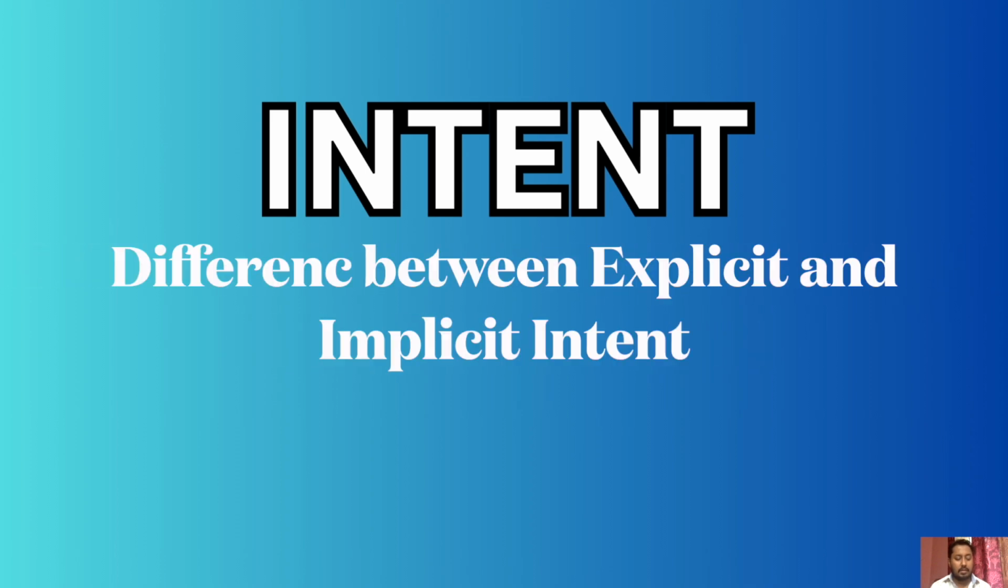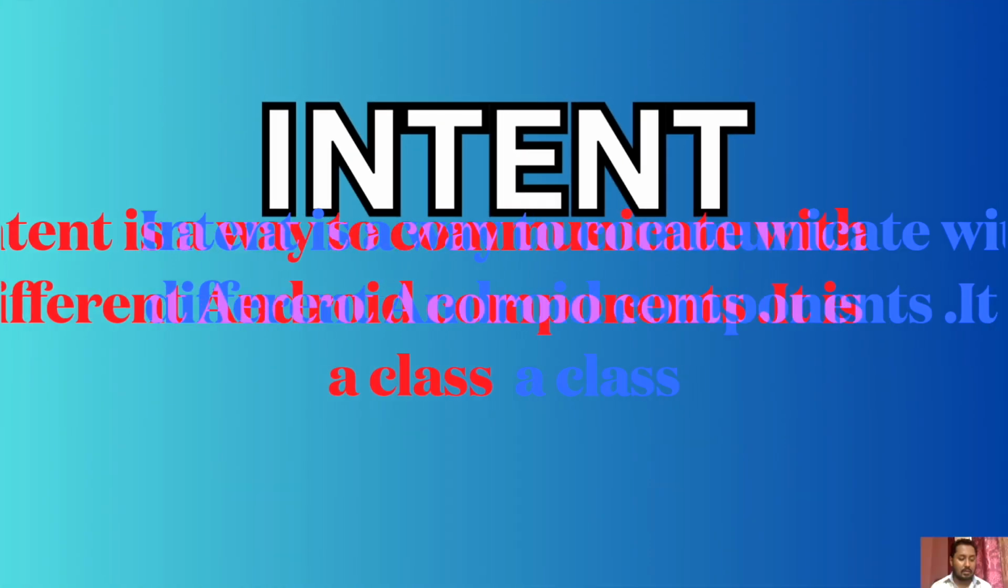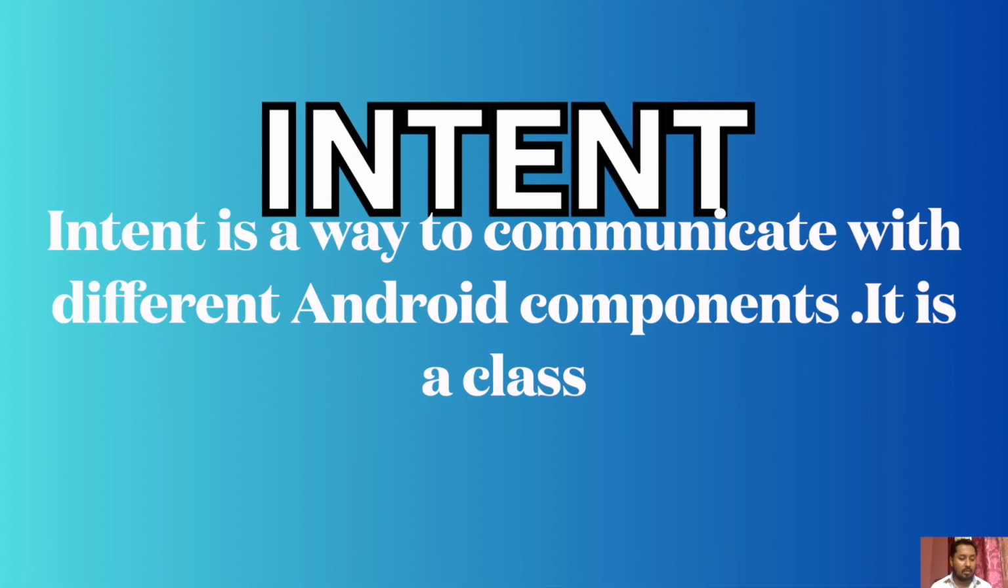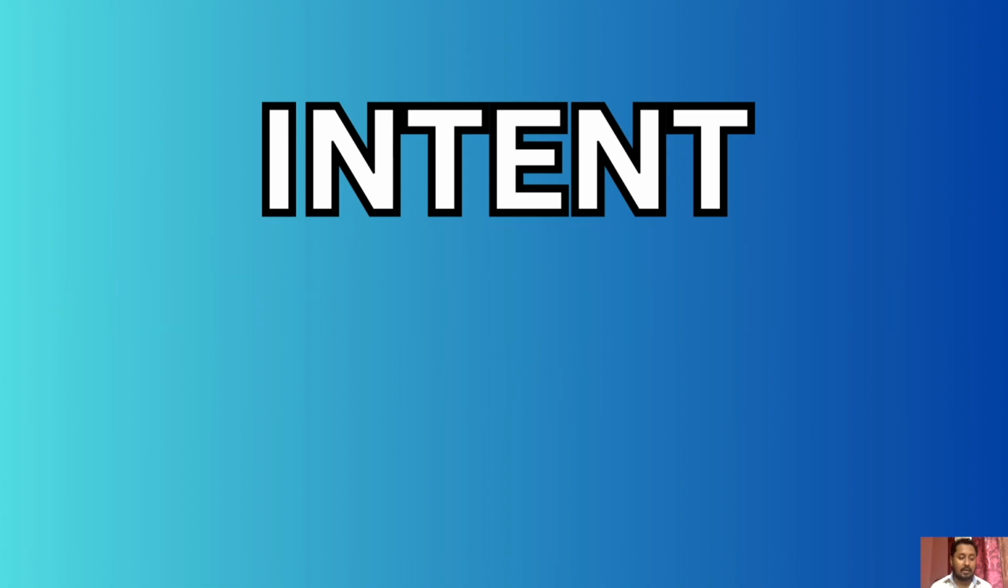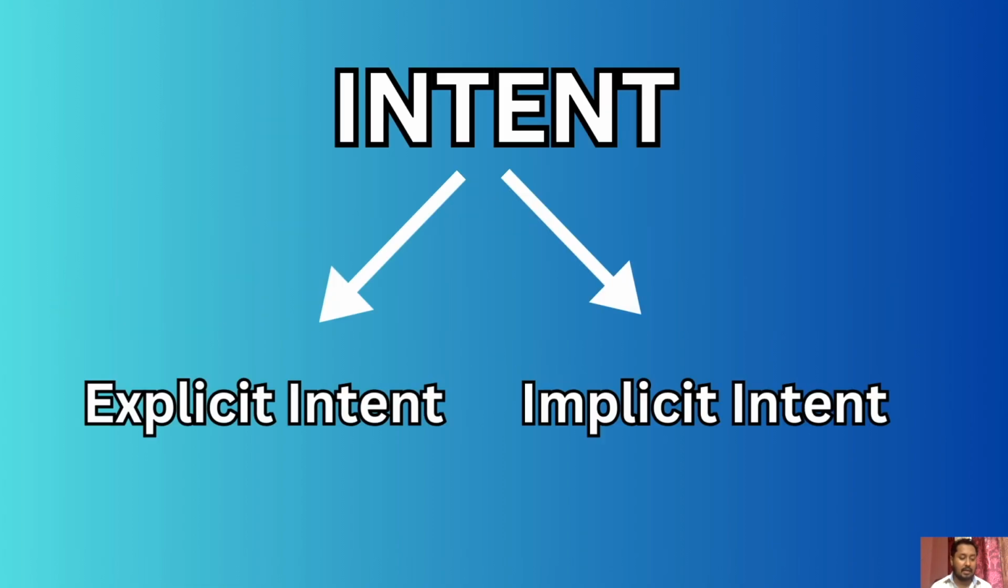Hello friends, in this video we will see what is an intent, and the difference between explicit and implicit intent. Intent is a way to communicate with different Android components. Intent is a class. There are two types of intent, explicit and implicit intent.